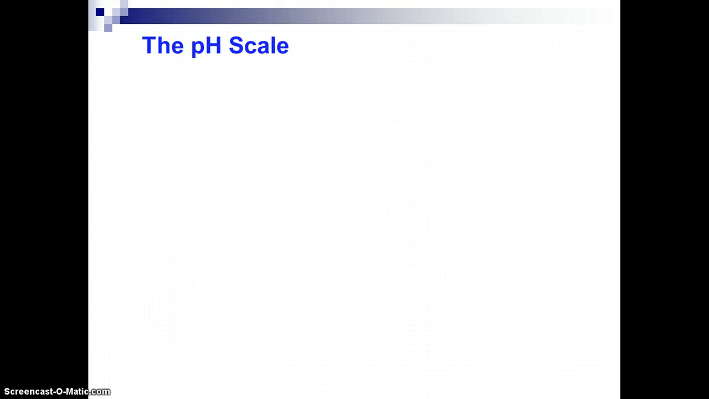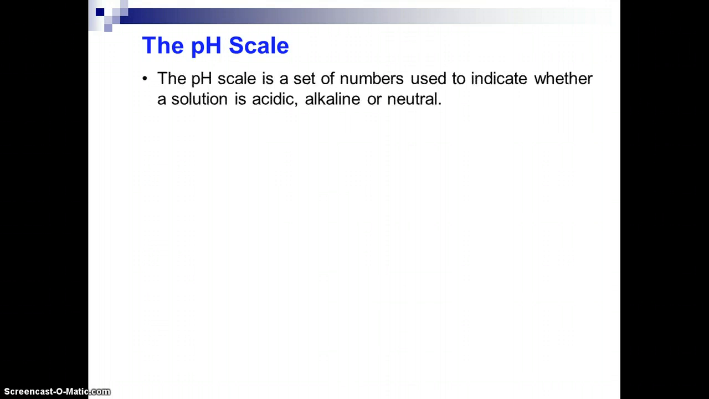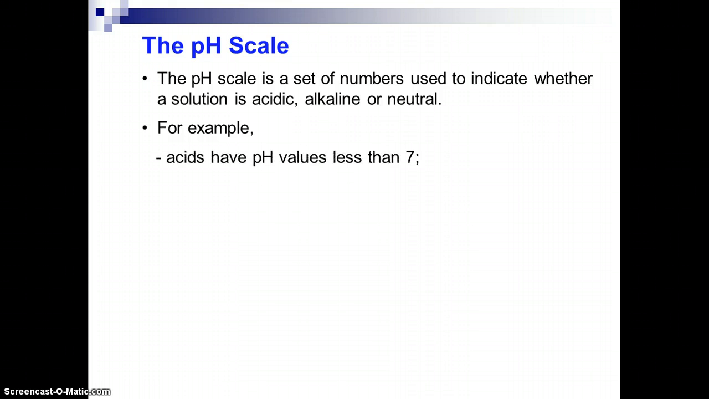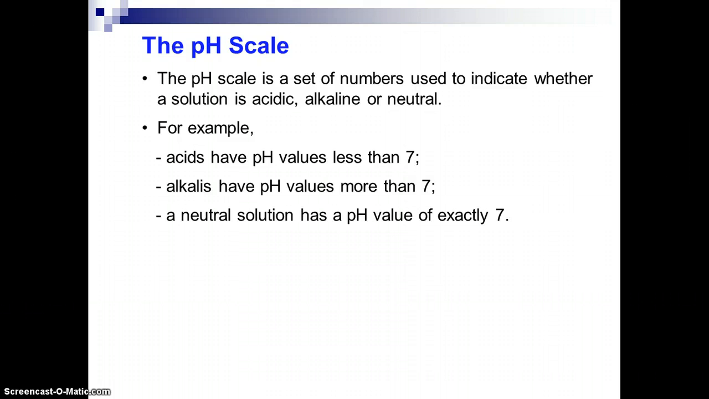Right, the pH scale. What is a pH scale? Basically, it's a set of numbers used to indicate whether a solution is acidic, alkaline, or neutral. For example, solutions with pH less than 7 are acids. Solutions with pH values more than 7 are alkaline. A neutral solution has a pH of 7.